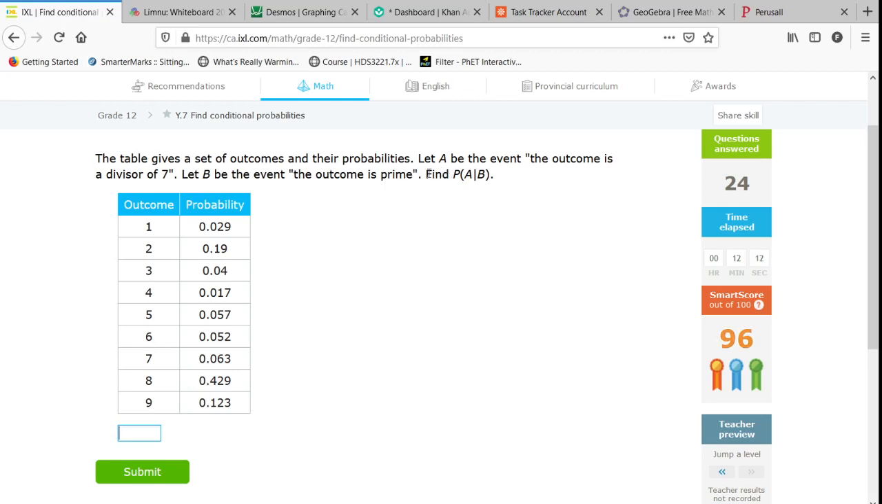So the outcome is a divisor of 7, is either 1 or 7, and the outcome is prime, 2, 3, 5, and 7. So the only number that satisfies both is outcome 7, so that's a probability of 0.063 in our numerator. Our denominator is 0.19 plus 0.04 plus 0.057 plus 0.063, and that is 0.18.